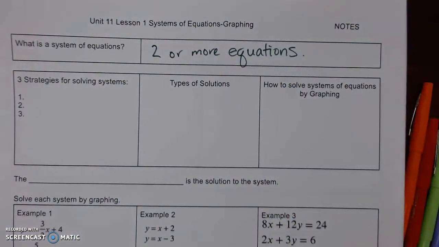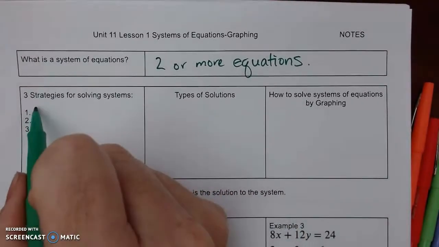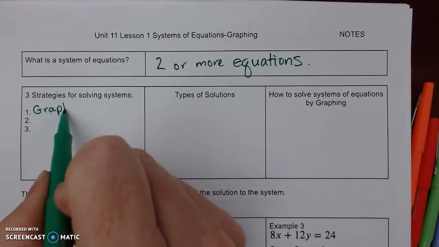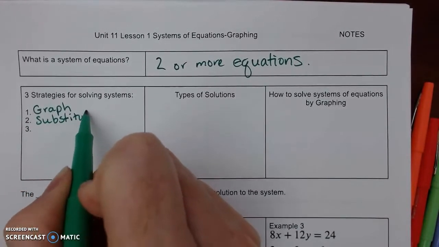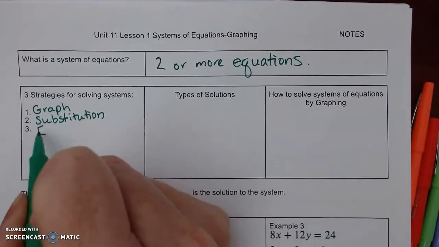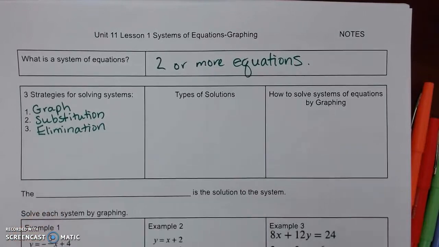Okay, so there are three strategies, and you're going to learn all three in different sections. The first that we learn is by graphing. The second is substitution. And the last one is called elimination. And they all give you the same type of answers.